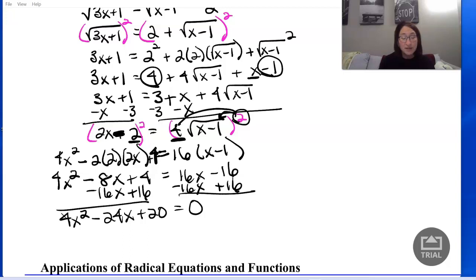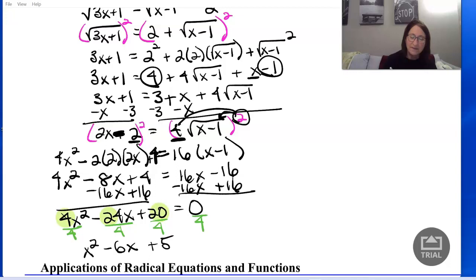Well, I certainly see a greatest common factor when I look at all 3 of those numbers, a greatest common factor of 4. So I'm going to go ahead and divide all of these terms in my equation by 4. And when I do that, it's just going to make this so much easier to factor. I get x squared minus 6x plus 5 is equal to 0.